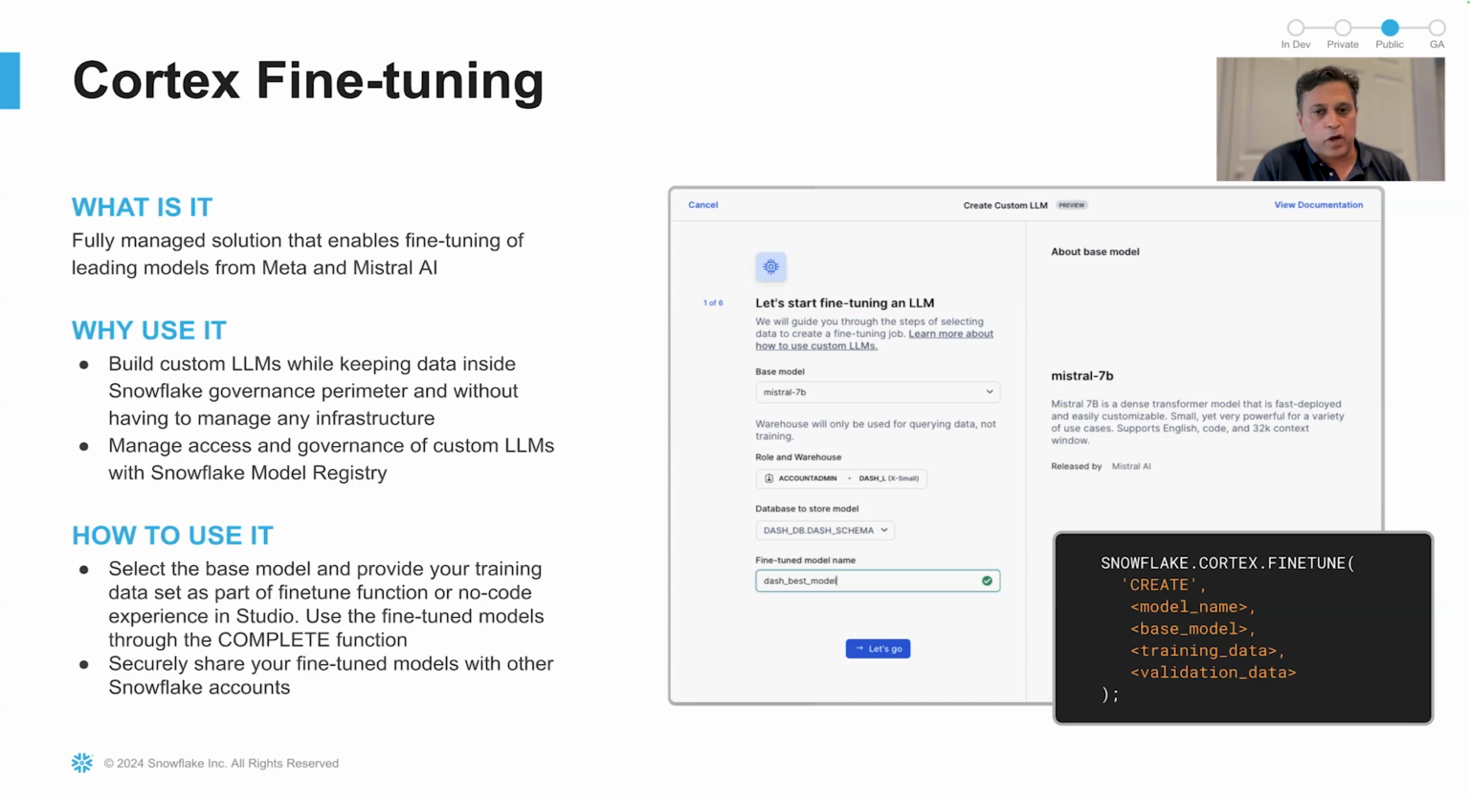Once the fine-tuned model is created, you can just share it with any account. The consumers can just use it by calling the complete function. You can now share fine-tuned models from Meta and Mistral AI and have them shared and served in any account in the same region. And this is available in public preview now.